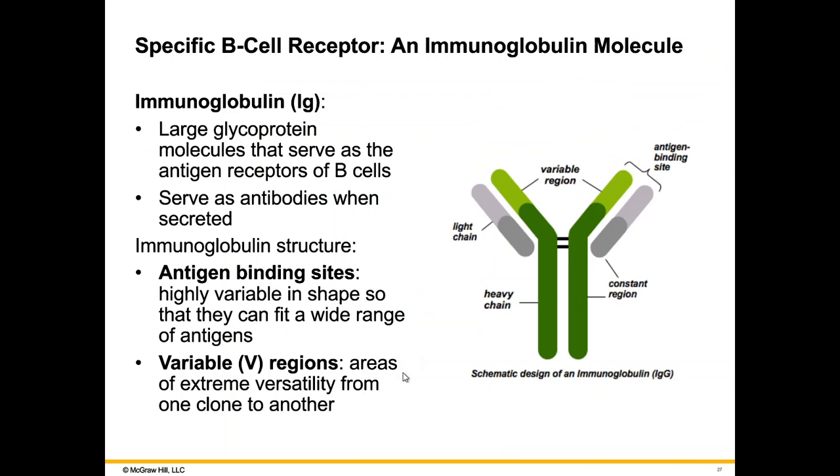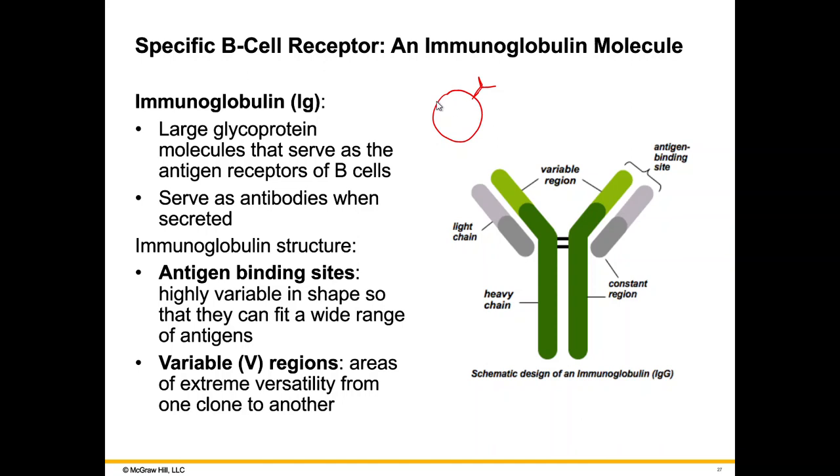All right, so again, antibodies are also called immunoglobulins. Oftentimes they are abbreviated as Igs, and we'll go into a little bit more detail on different types of immunoglobulins momentarily. But to review a little bit more about the structures of our antibodies, these antibodies are large glycoproteins, and they serve as antigen receptors for B cells. Remember, they're found on B cells.